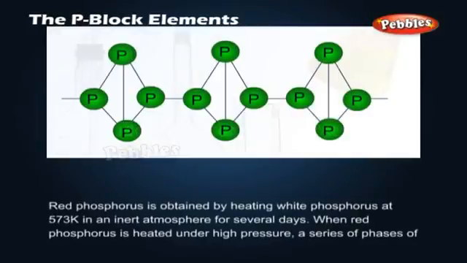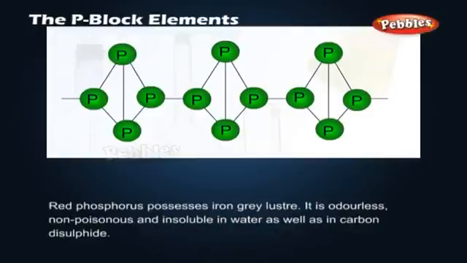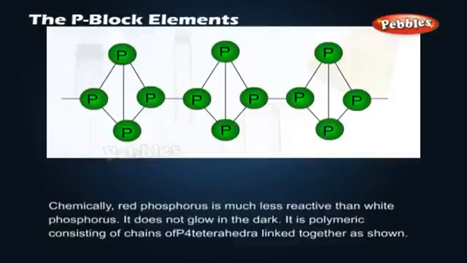Red phosphorus. Red phosphorus is obtained by heating white phosphorus at 573 K in an inert atmosphere for several days. When red phosphorus is heated under high pressure, a series of phases of black phosphorus is formed. Red phosphorus possesses iron-gray luster. It is odorless, non-poisonous and insoluble in water as well as in carbon disulfide. Chemically, red phosphorus is much less reactive than white phosphorus. It does not glow in the dark. It is polymeric, consisting of chains of P4 tetrahedra linked together as shown.